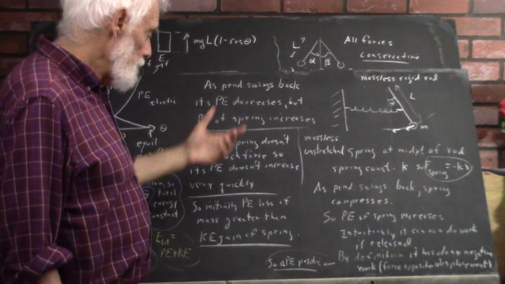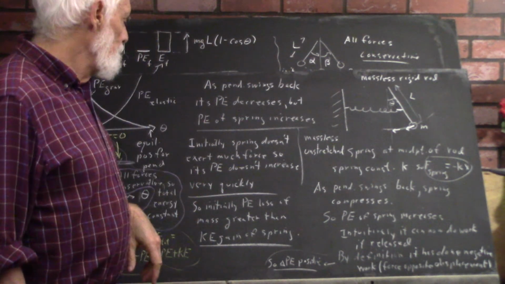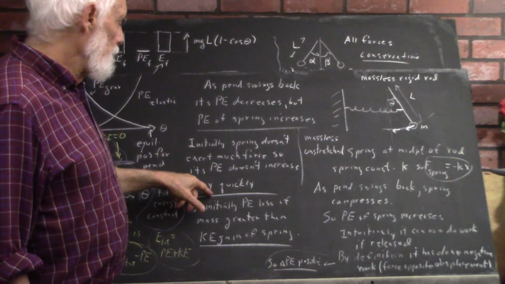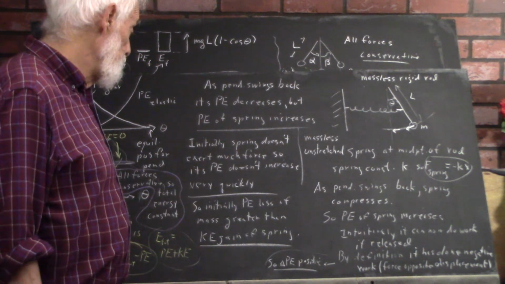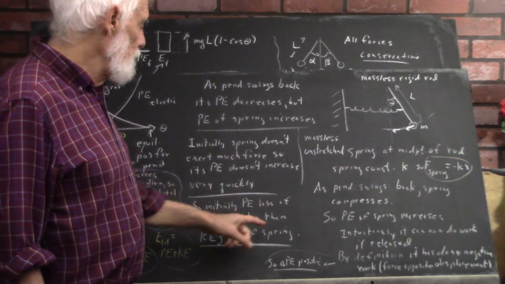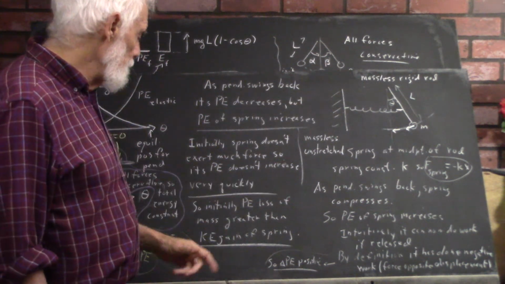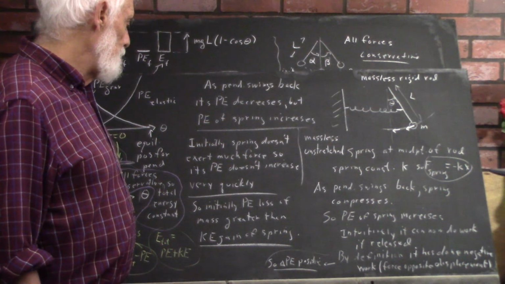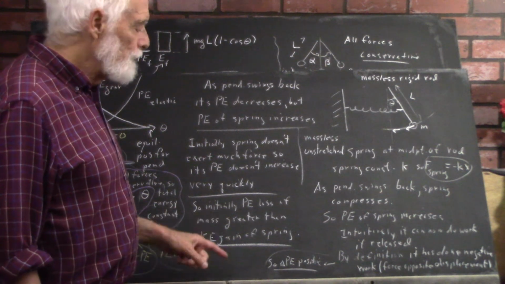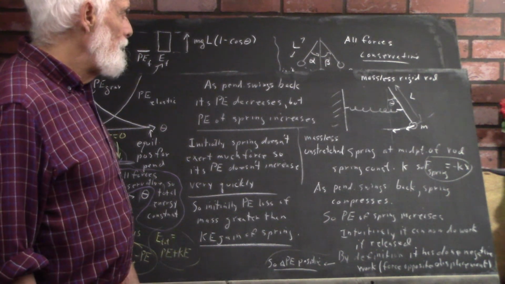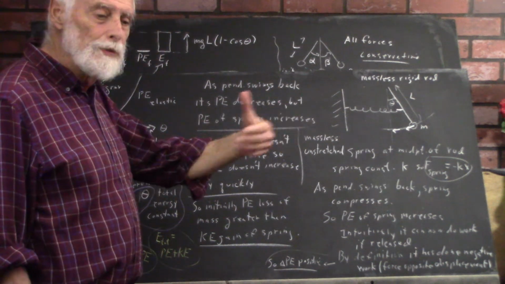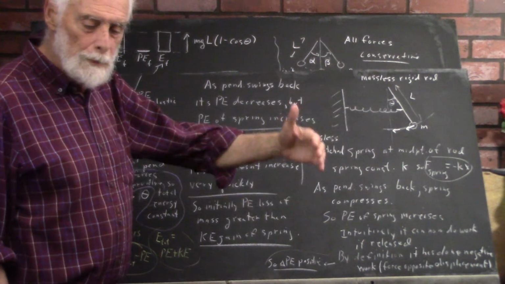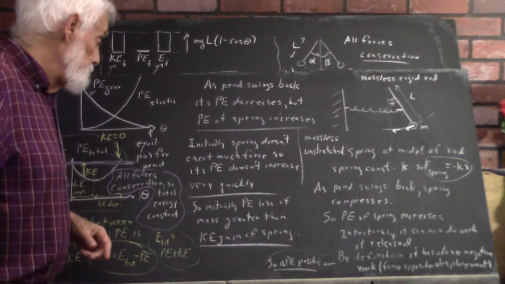Now let's see how that looks on an energy diagram. Again, initially the spring doesn't exert much force, so its potential energy doesn't increase very quickly, and that's what we really want to look at. So initially the potential energy loss of the mass is greater than the kinetic energy gain of the spring. And that's because the spring is pushing out, even with a small force, preventing the mass from swinging back as quickly as it otherwise would. Okay.